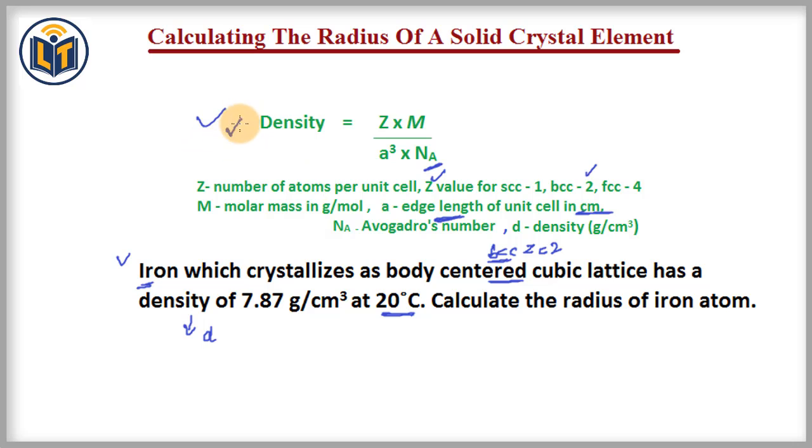We apply the density formula. Here you can see that it is having A component, and so we can plug in the values and we can find out A value. Then we can directly find out the radius of iron atoms. Let's apply the density formula.